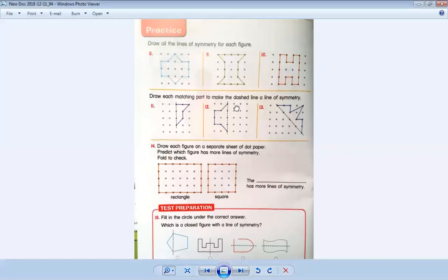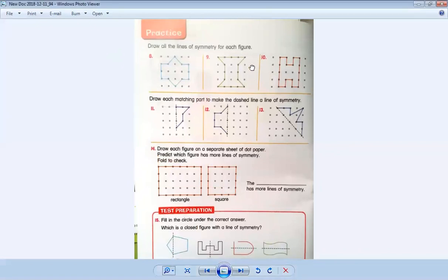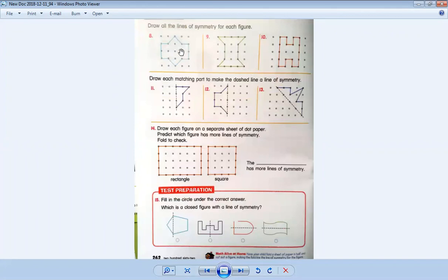Okay. Here he told me what? Draw all lines of symmetry for each figure. Listen, he told me what? Draw all lines of symmetry. Okay, so this means if the figure has more than one line of symmetry, I have to draw all of them. Okay, so let's move it down.